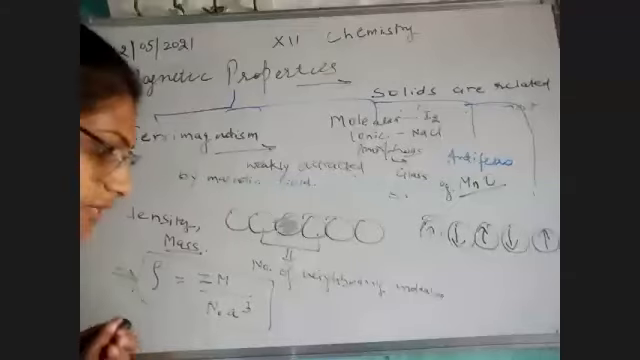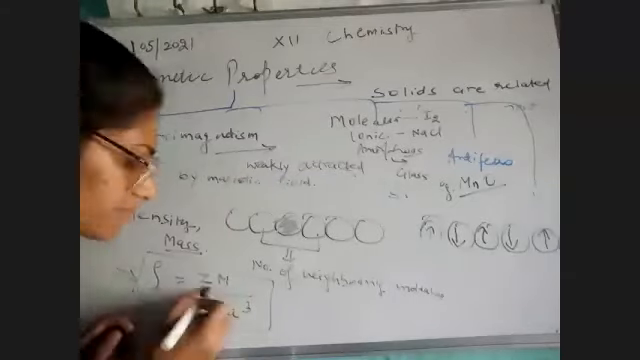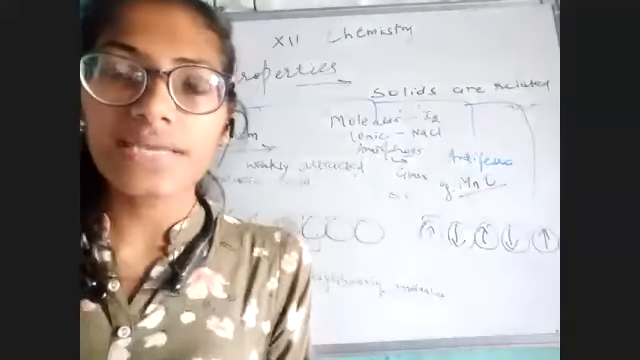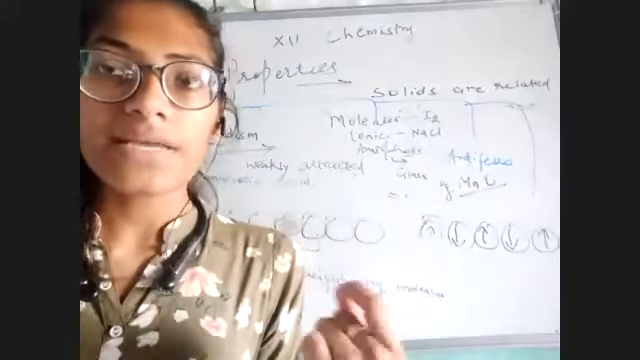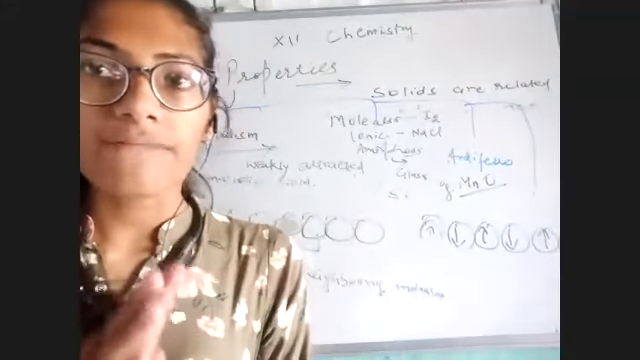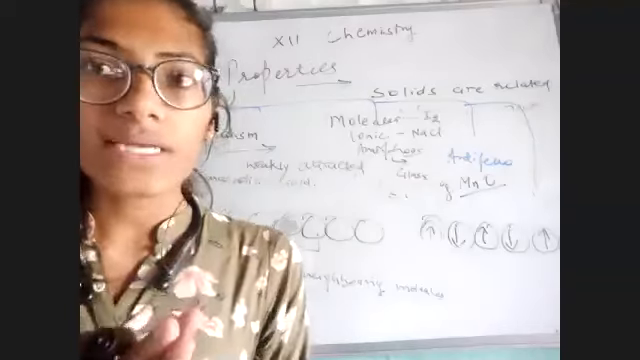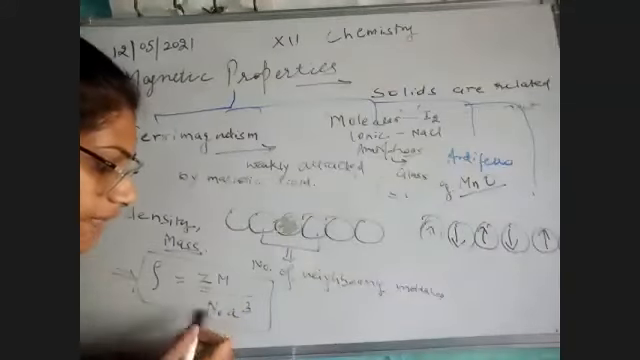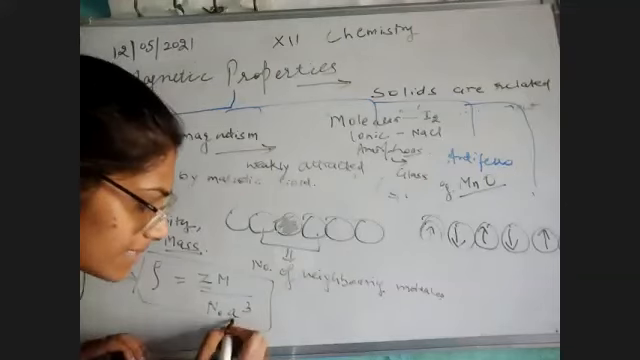How is it related? The rho represents density over here. The Z is the number of atoms each unit cell represents. Like I'm talking about the simple unit cell, it would have 1. If I'm talking about the face centered, it would have 4, and the body centered has 2 atoms. M is the mass, N0 is the Avogadro number, and a is the edge length.